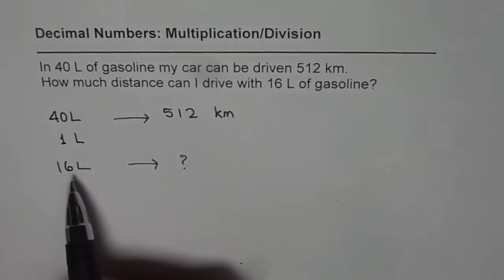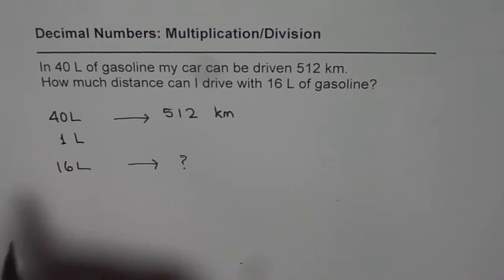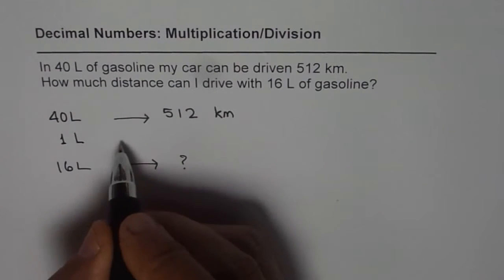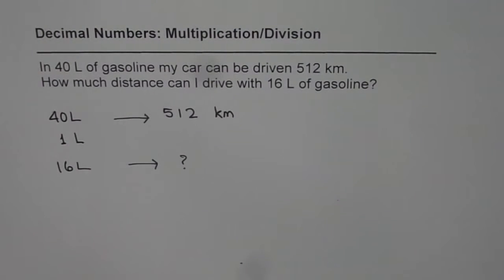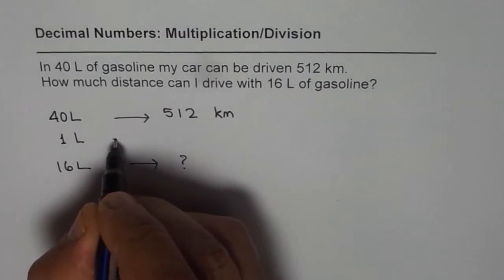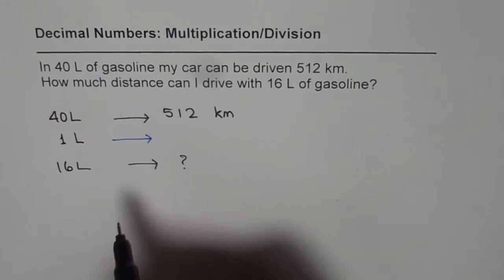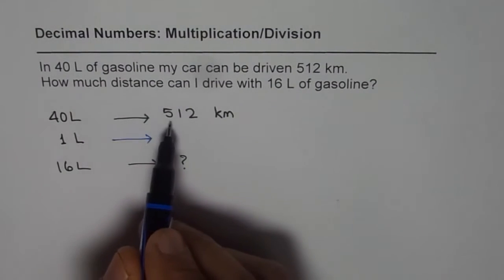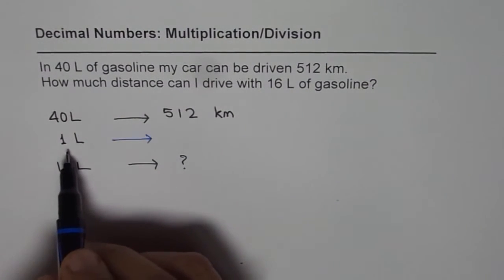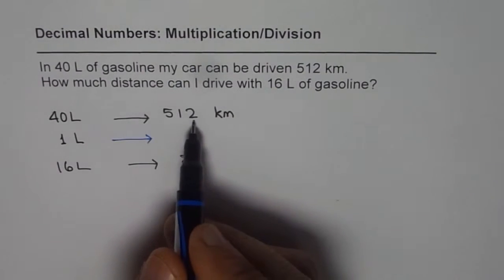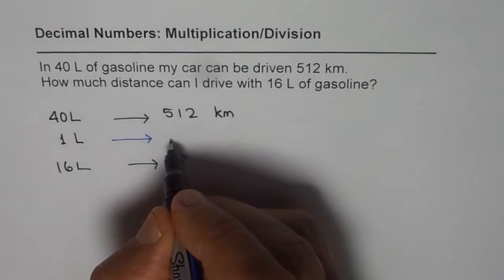So in such a question where there is no direct relation, we should find rate, that is per liter. Okay. In 1 liter, how much? That is what we'll try to figure out. Now, how to find how much will the car go in 1 liter? In 40 liters, we can drive 512 kilometers. 1 liter is much lesser, so it has to be less. So it is less, right?